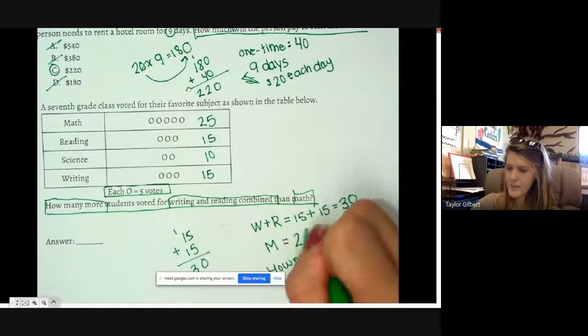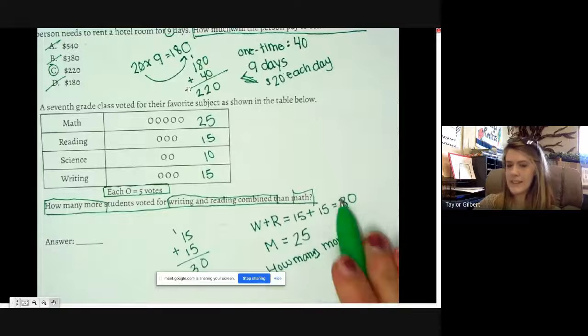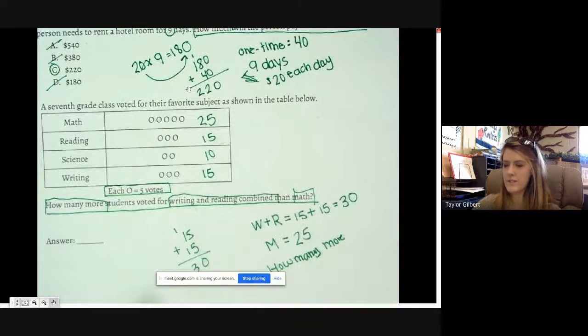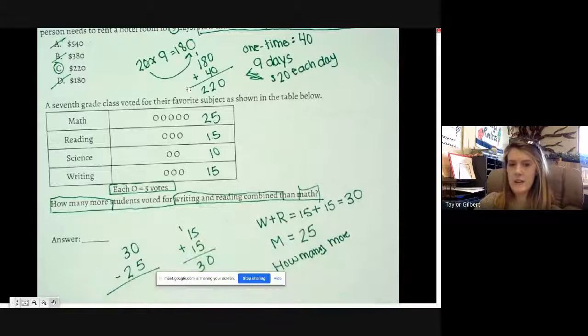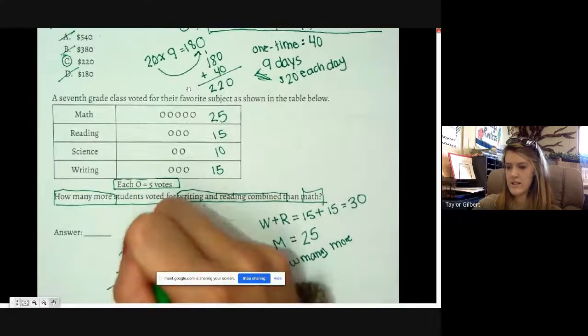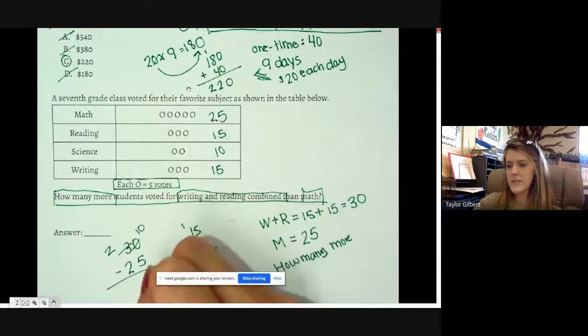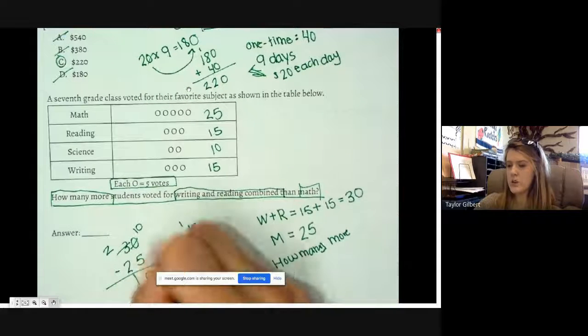Okay. How many more like these combined than math? I have to subtract. 30 minus 25. 0 minus 5. Can't do it, I have to borrow. 10 minus 5 is 5. How many more? 5.